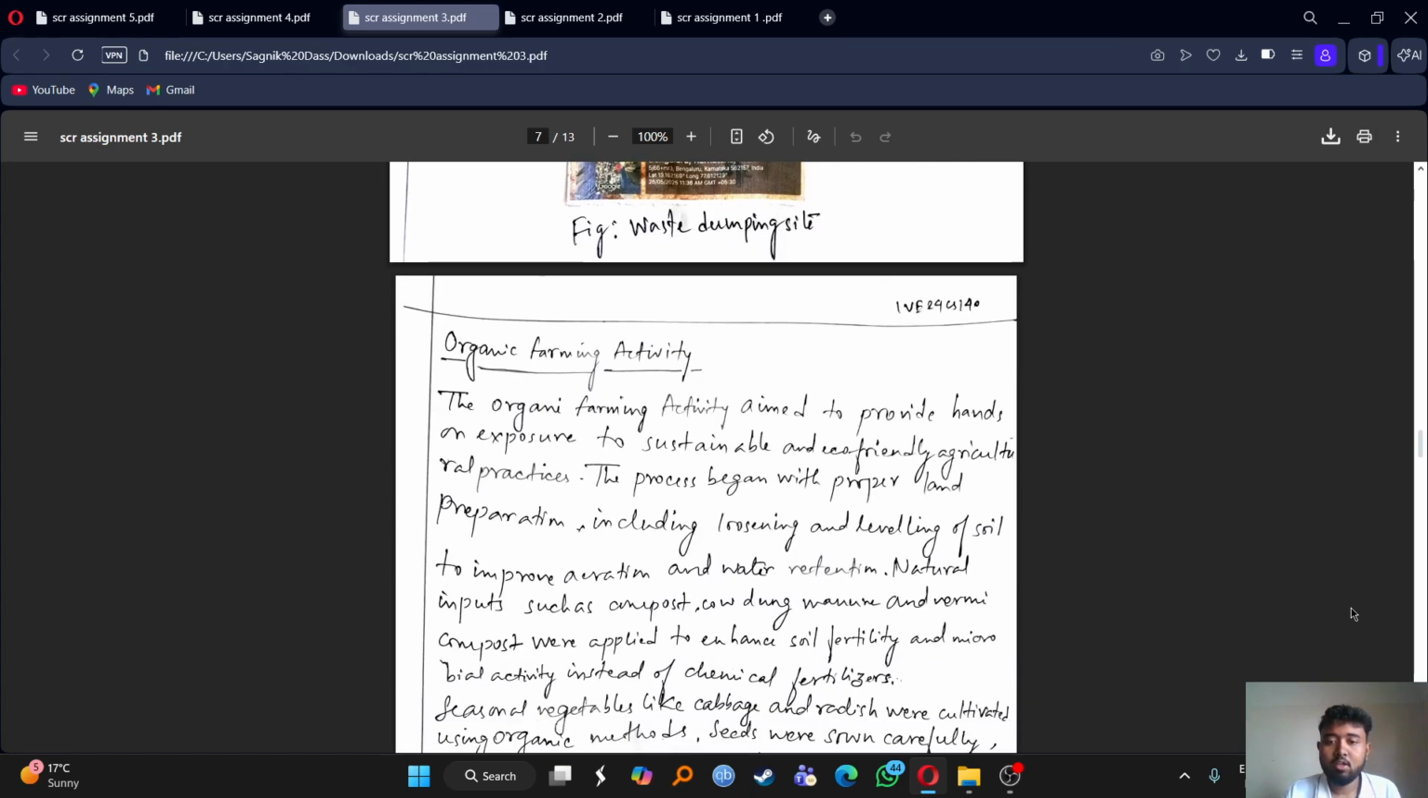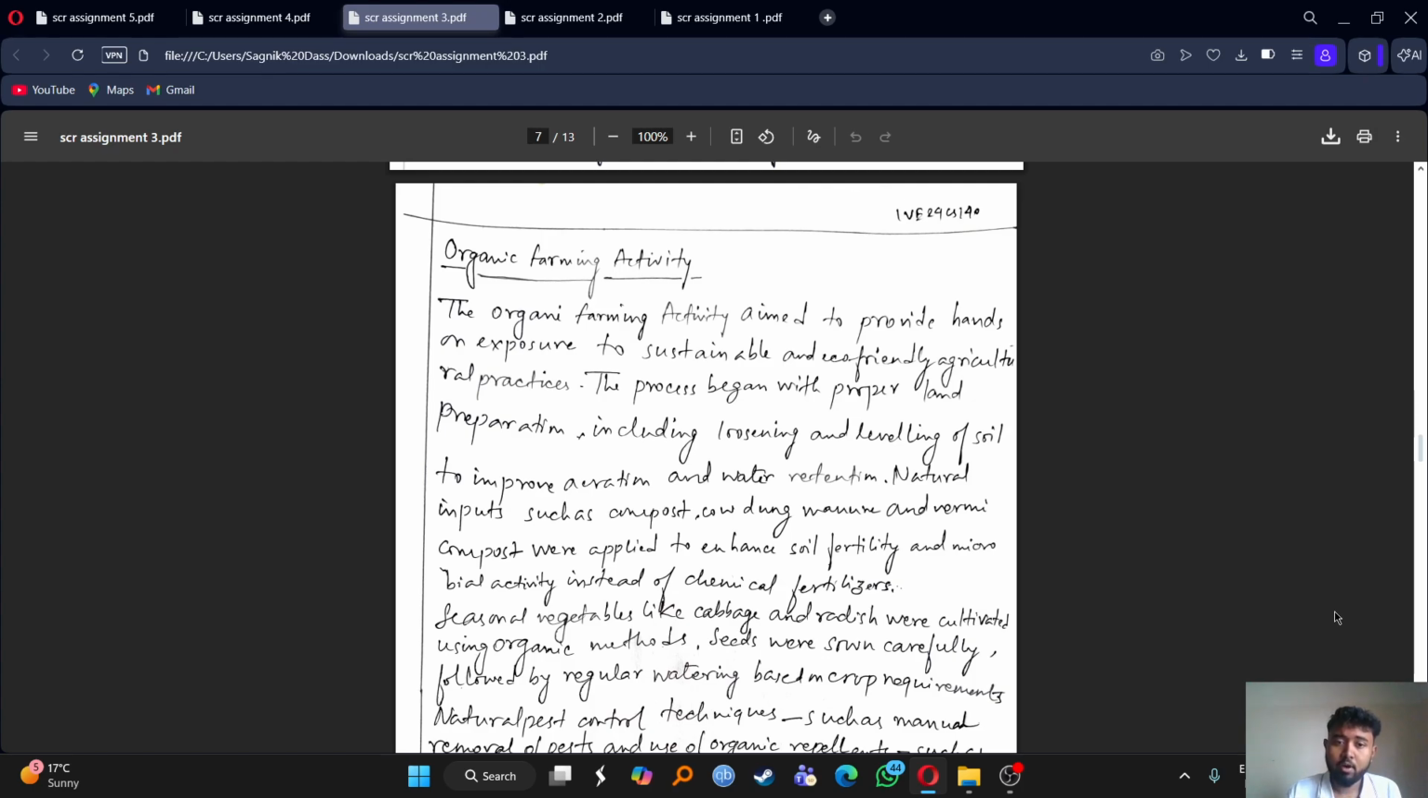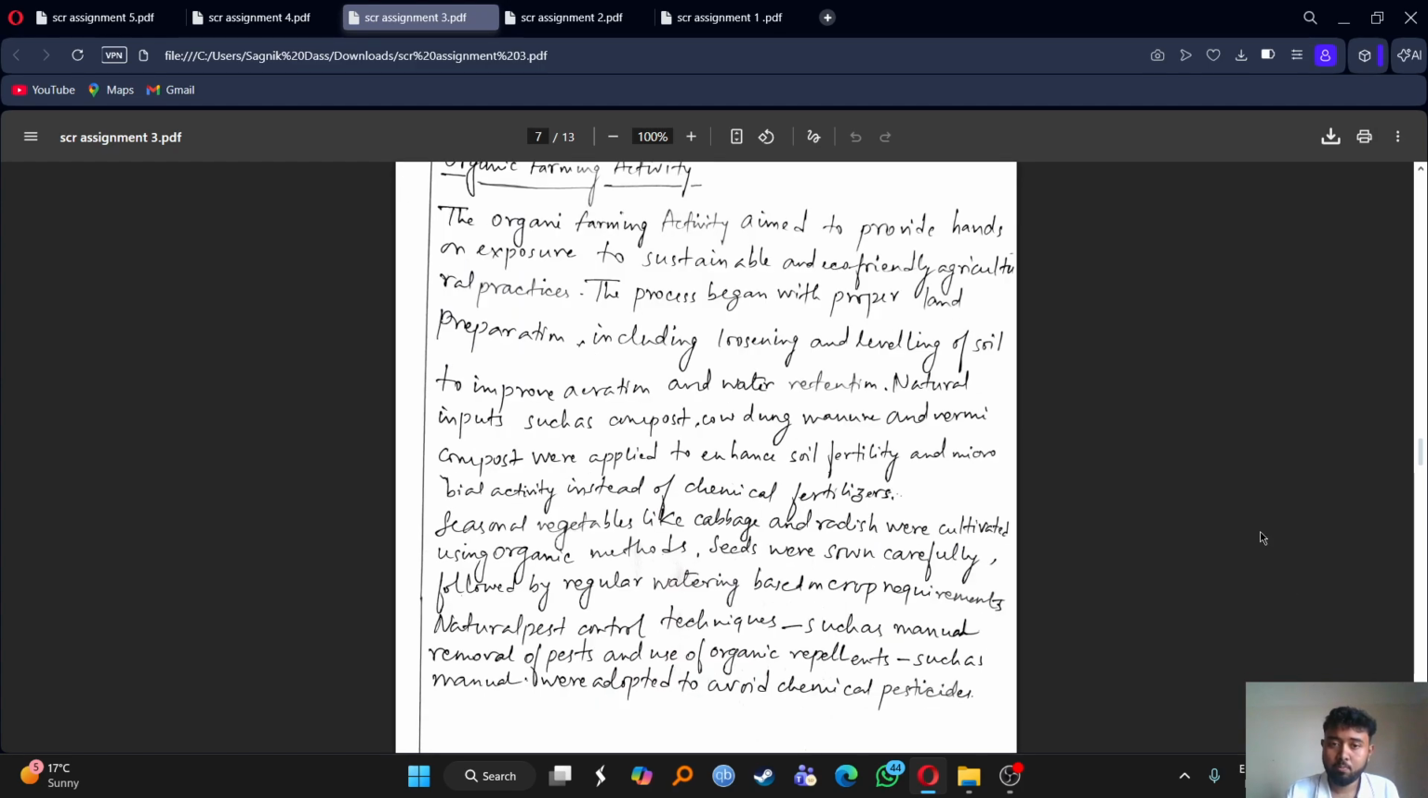So the organic farming activity aimed to provide hands-on exposure to sustainable, eco-friendly agricultural practices. In the organic farming activity, it helped us learn sustainable and eco-friendly agricultural practices. As already mentioned, the process began with proper land preparation. We prepared the land with manure made up of cow dung, compost, and vermicompost, which we applied to enhance the soil fertility and microbial activity. We didn't use chemical fertilizers at all.